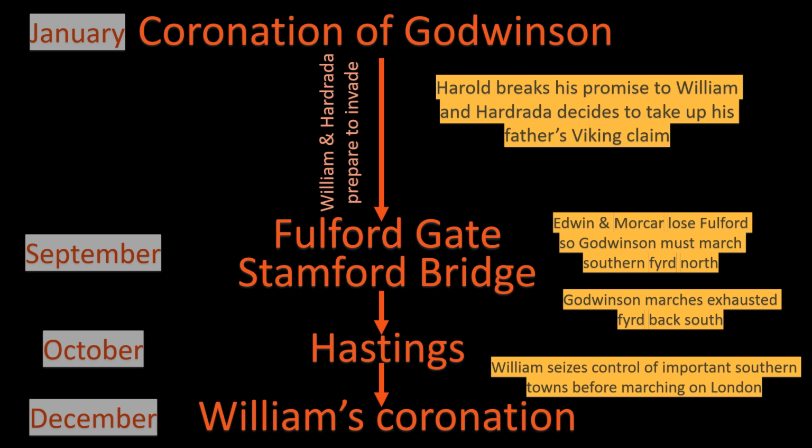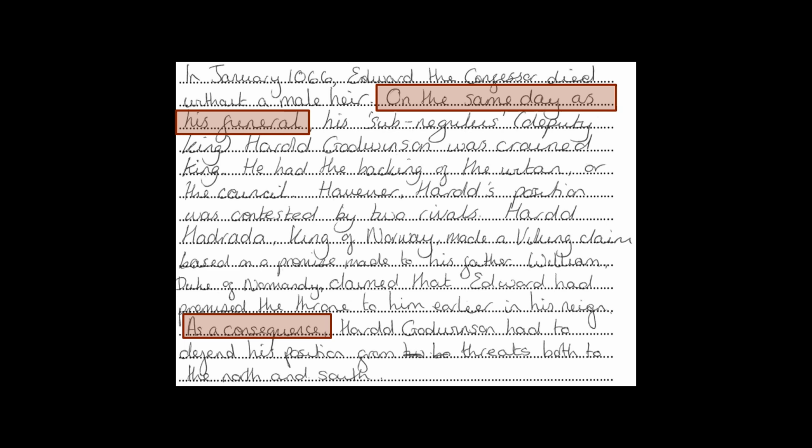William's victory at Hastings does not guarantee him the throne, though, and he must spend the next 2 months taking control of key towns in southeast England before he is able to take London and crown himself king. Let's now examine my model answer, where I have highlighted key phrases that show chronological understanding and links between events.